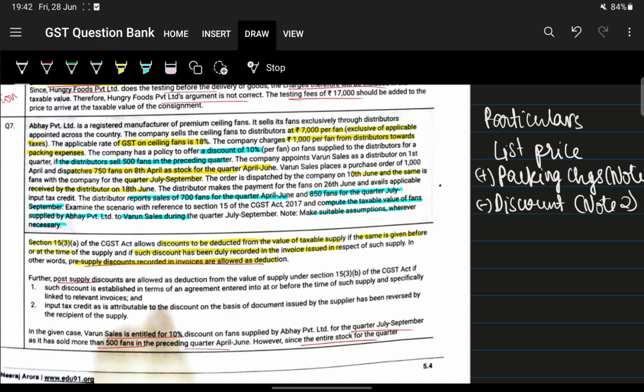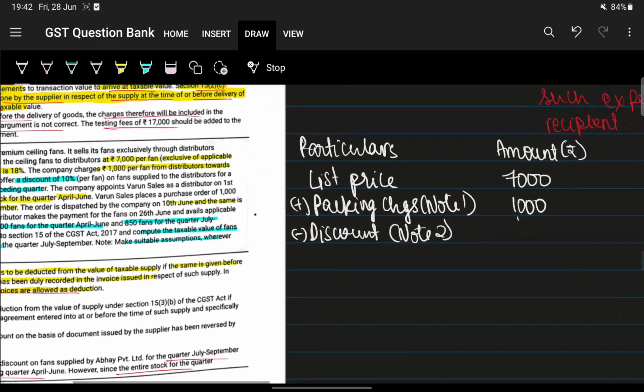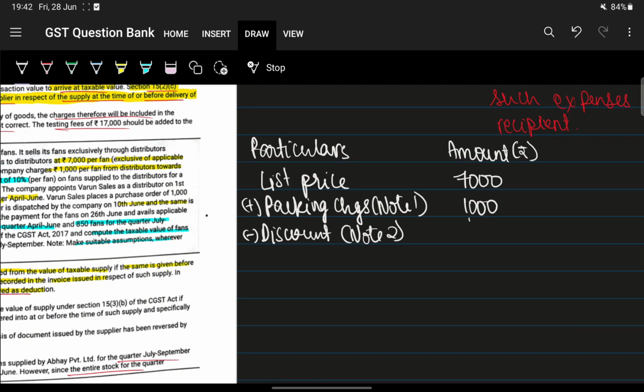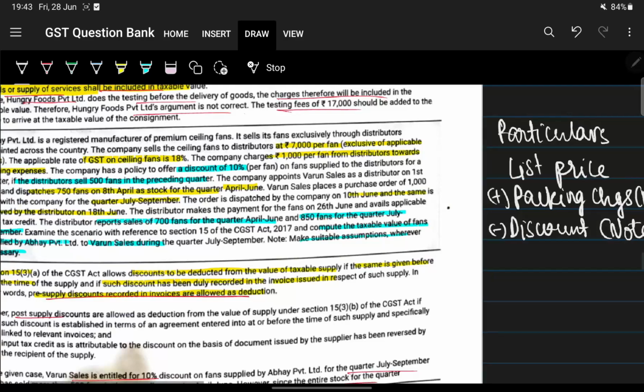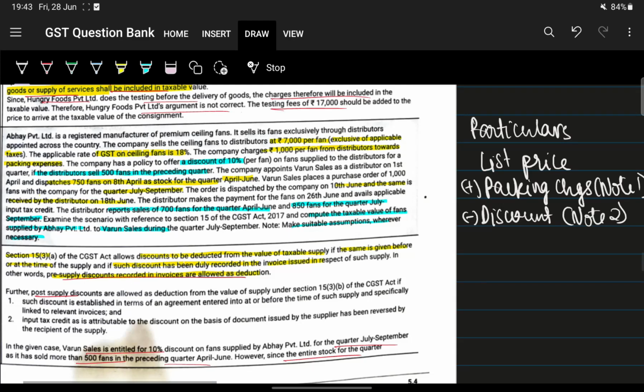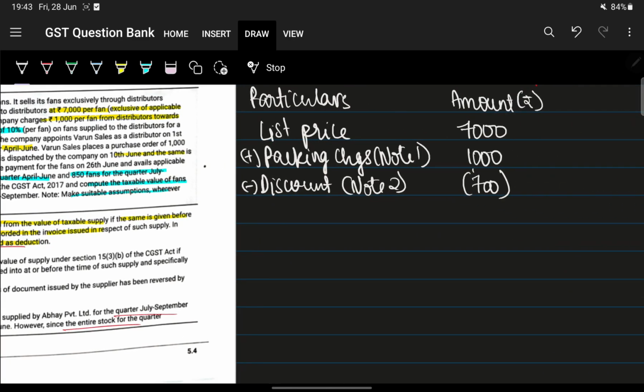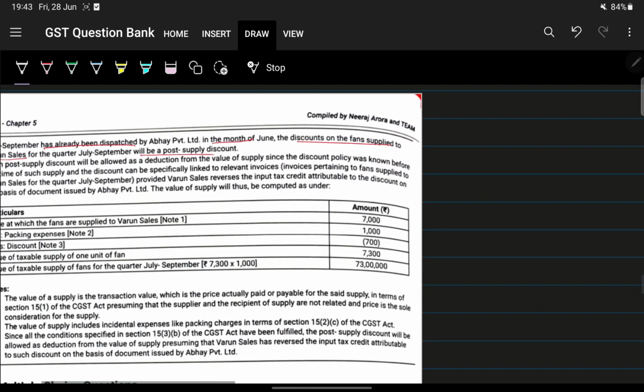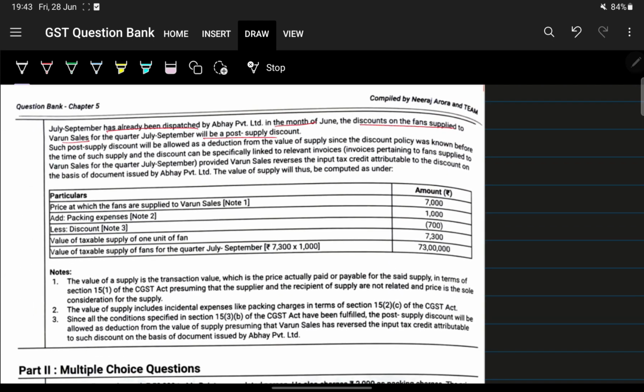So here we are going to assume that it is in the September quarter, so we can take the discount, right? So 7,000 into 10% will be 700 rupees, so minus 700. Next, have they given anything else? No, there is no other detail relating to the amounts. Next, just see if that is what is being done over here. Here they've added 7,000, added 1,000 rupees as packing expenses, and a discount of 700 rupees.